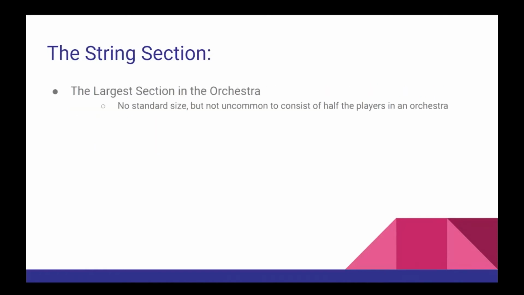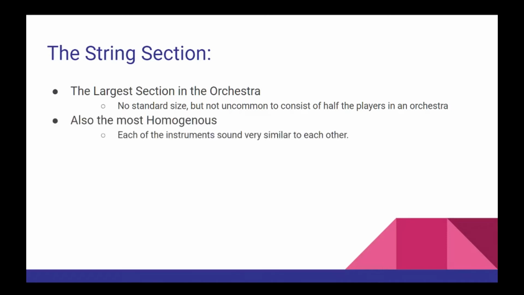The string section is the largest section in the entire orchestra. It's not actually all that uncommon to have more than half of the orchestra consist of just string players. It's also the most homogeneous section of the orchestra, which means that each of the instruments sound pretty similar to each other. To put this in context, if you were to hear a string quartet all playing the same note, you'd be pretty hard-pressed to identify one instrument from another unless you were really familiar with their sound. Each instrument shares the same type of tone color, which can be incredibly useful when you're looking to create a seamless wall of sound. But the true strength of the stringed instruments lies in their versatility.